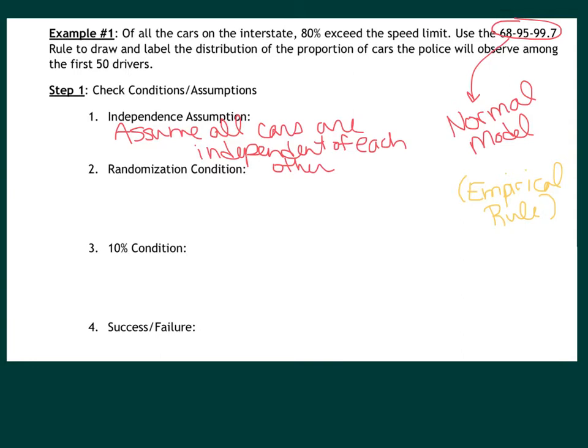So this one is often going to be overruled by the next 2 assumptions, which are our randomization condition and our 10% condition. So the randomization condition would be if this was a random sample. So if the police officers who were checking these drivers picked a completely random sample, which maybe they did, I'm not sure how they would do it. It seems like it'd be very difficult to, but if they did, you would be able to say that this was a random sample.